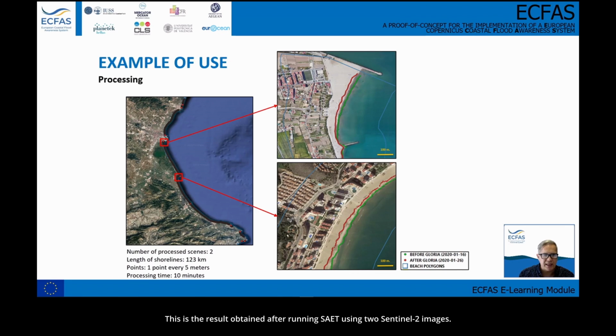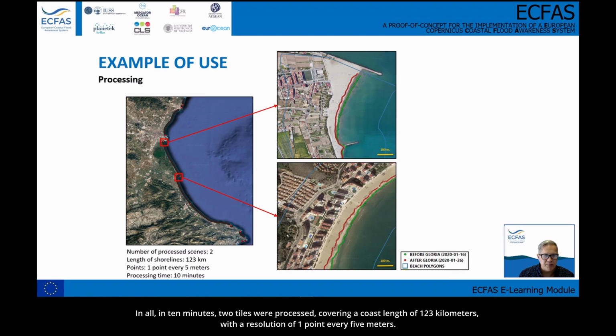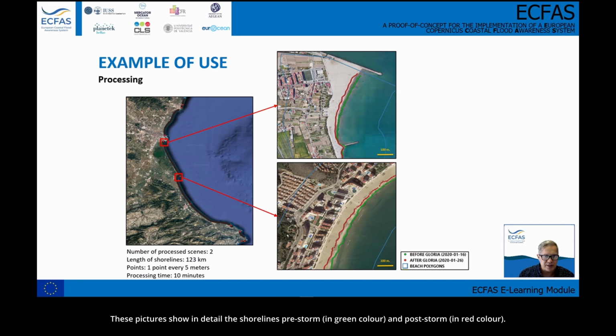This is the result obtained after running SAET using two Sentinel-2 images. In all, in 10 minutes, 2 tiles were processed, covering a coast length of 123 kilometers with a resolution of 1 point every 5 meters. These pictures show in detail the shorelines pre-storm in green color and post-storm in red color. The results show a clear erosion in the beach areas.